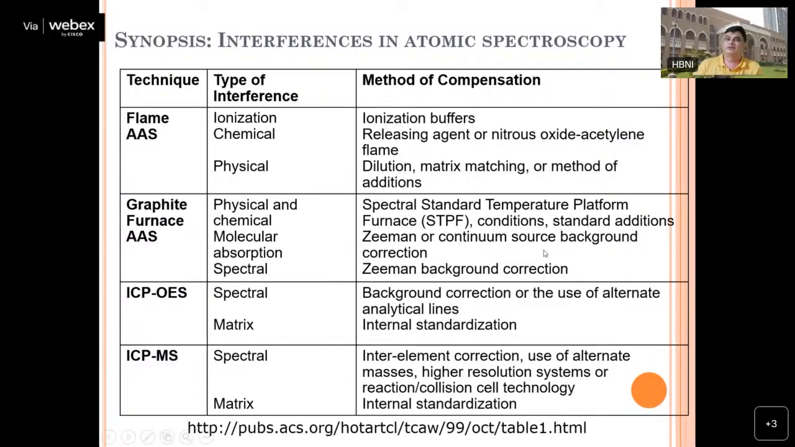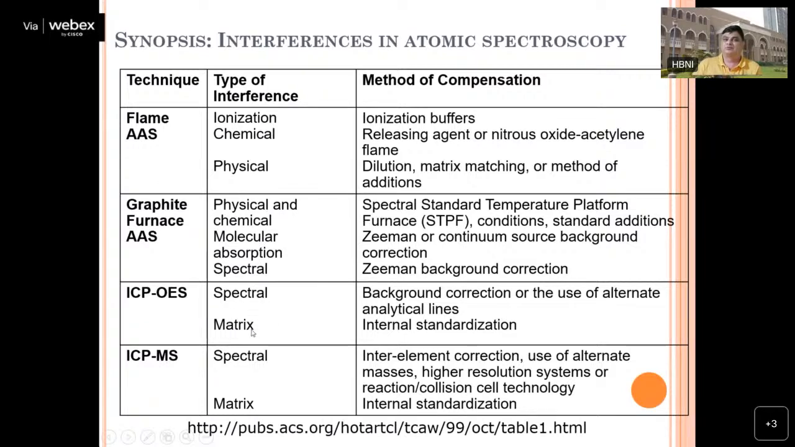Then graphite furnace, this has physical, chemical and molecular absorption spectral interferences. So this is how we can compensate for them: a platform, furnace temperature conditions, standard additions, Zeeman or continuous source background corrections. So this is how we can compensate for all those molecular absorptions or spectral interferences, or those due to the physical or the chemical form of the particular samples.